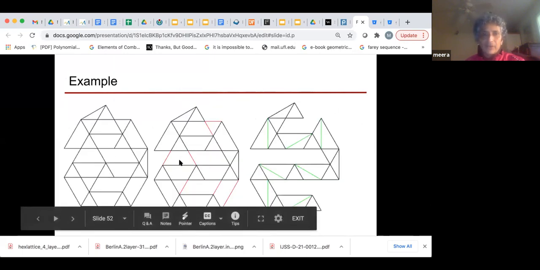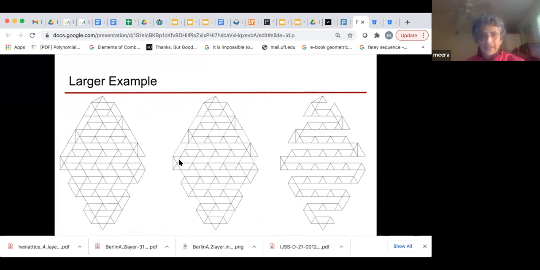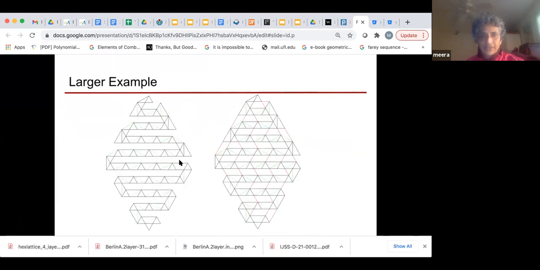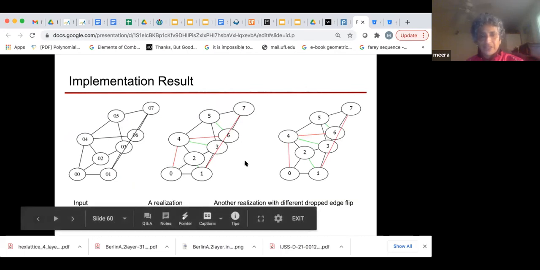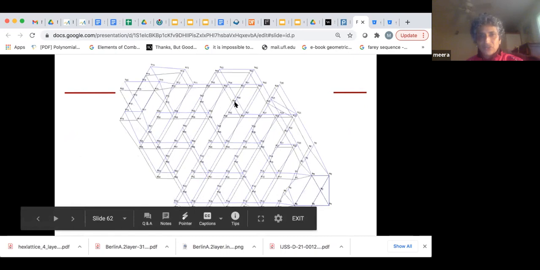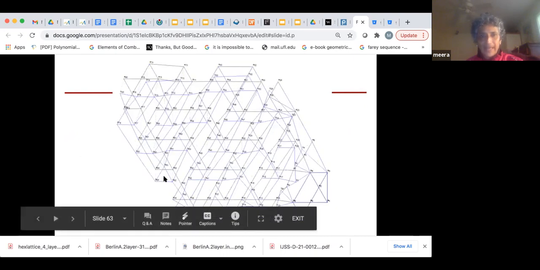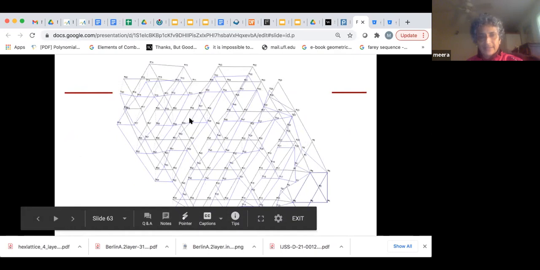So we did this for many examples. These are the examples that I already showed. A slightly larger example. This is just showing different realizations. As you can see, there's a slight difference between this realization and this realization of a given graph with the same set of edge lengths. Many other slightly larger examples. You see the two different realizations shown in blue and black. Here's another one. Black is the original one, and blue shows different realizations. Whoops, this is the second realization.